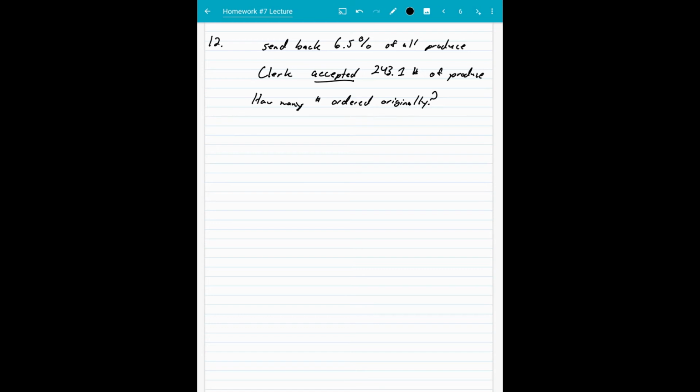Okay, so again, let's think about this. The clerk accepted 243.1 pounds of produce. If that's the total that the clerk received or accepted, we have to figure out how much was sent back. Now, 6.5% represents how much was sent back. So 6.5%, we can subtract that from 100. So 100% minus 6.5% equals 93.5% was accepted. Makes it a little easier for us to understand.